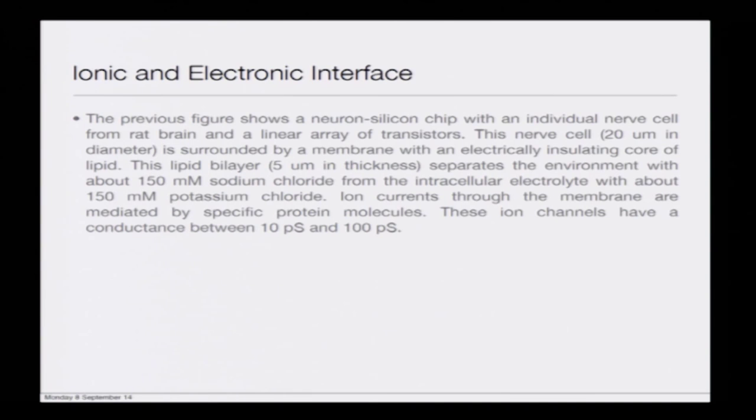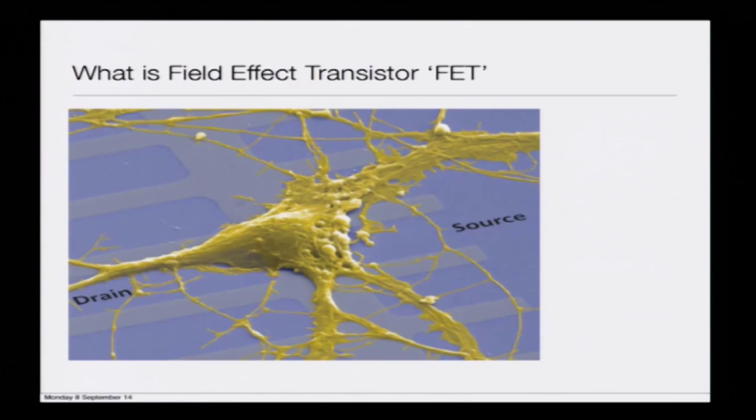We know all these things. Ionic currents through the membrane are mediated by specific protein molecules, which you know as the ion channels. These ion channels have a conductance of 10 picosiemens to 100 picosiemens. So, now this is the timeline, or this is the kind of current what we are trying to measure.